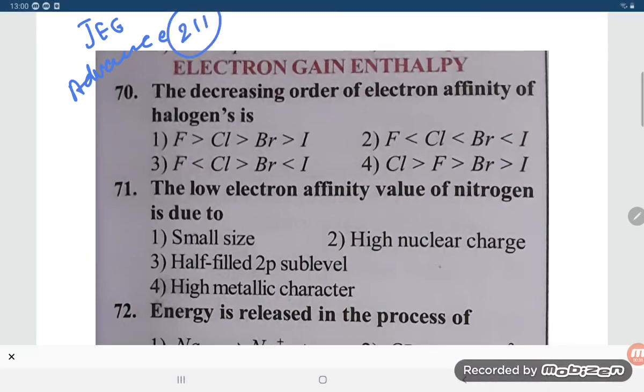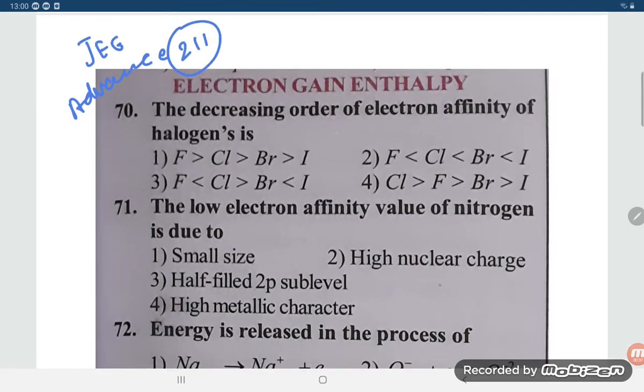First, question number 70 is given. The descending order of electron affinity of halogens is asked, and four options have been given. To know this, you know very well that fluorine has a small size, so due to small size it has very less electron gain enthalpy, and chlorine, bromine, iodine will have the same trend. Even for comfort, the correct answer will be this one.